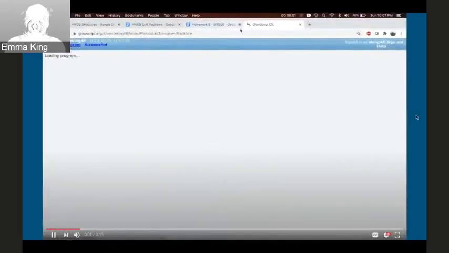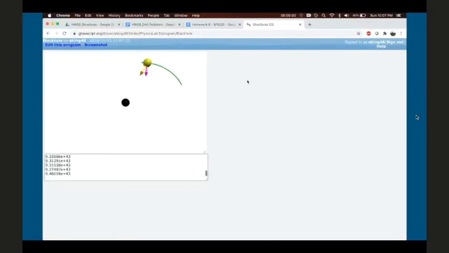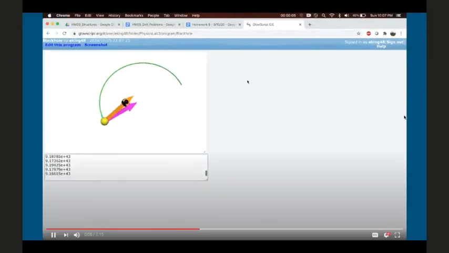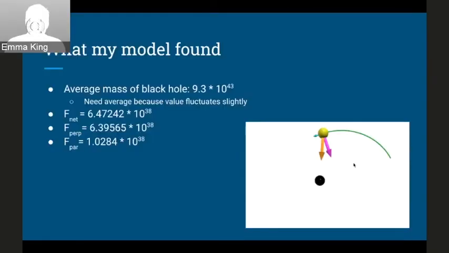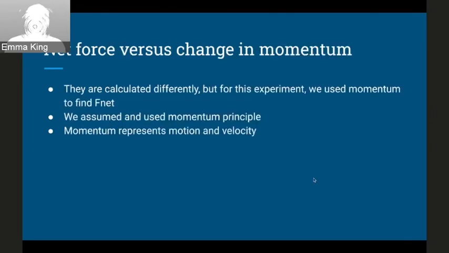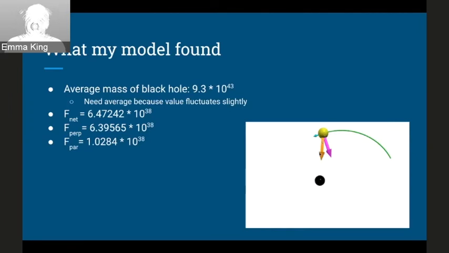And this is the code actually being run. So this is just a screen cap from the video. You can see the orange arrow would be F net, the pinkish purple arrow would be the perpendicular force, and then the blue arrow is the parallel force. And they all act together to give you F net, which is pulling it towards the black hole.